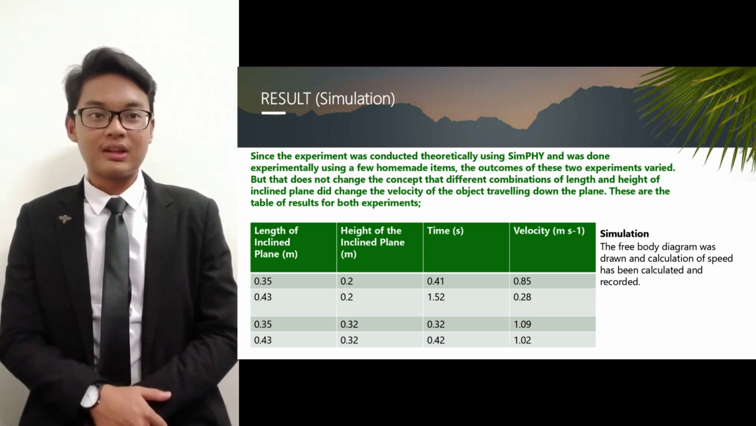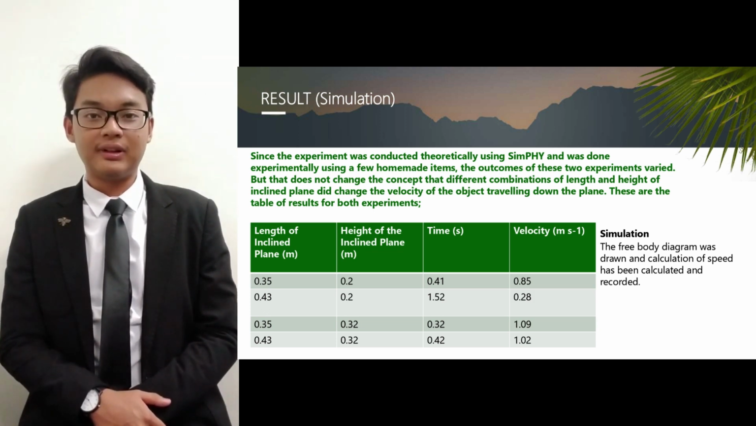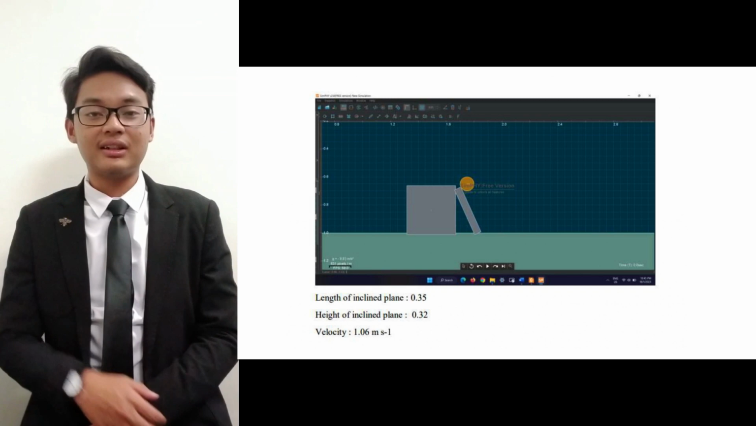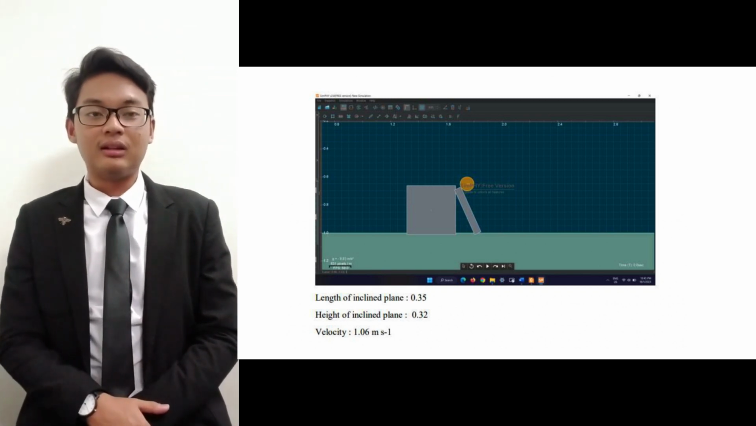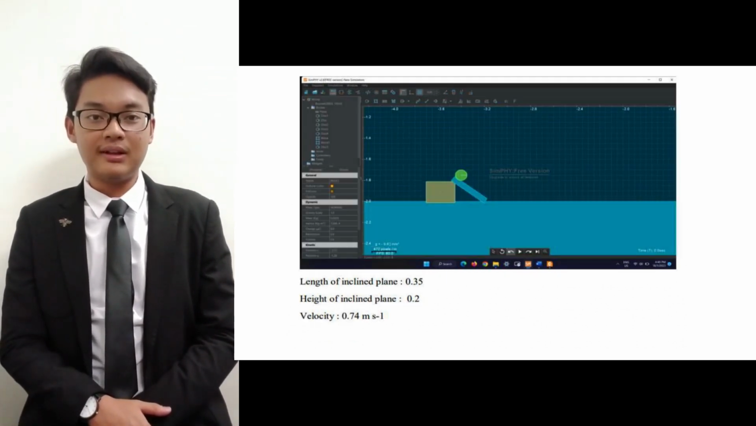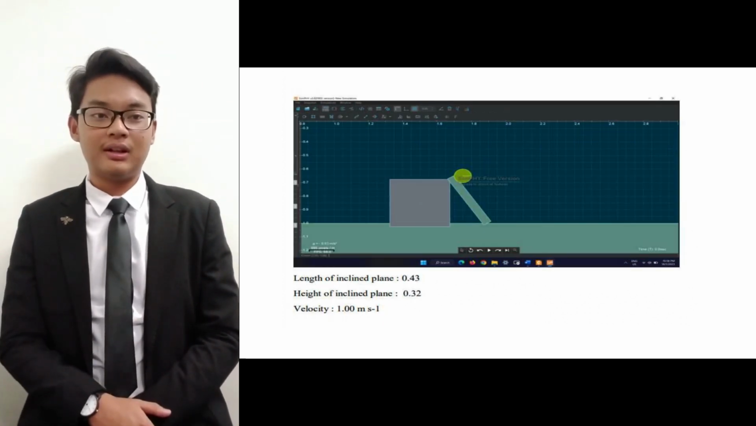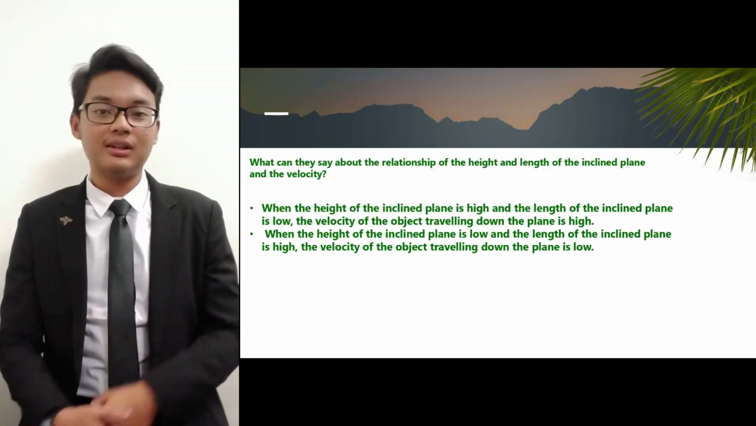These results, even though not quite the same as the theoretical simulation, have proven that the basic concept mentioned earlier is correct. The shorter the length of the inclined plane and the higher the inclined plane, the greater the velocity of the object travelling down the plane. Hence, this proves the accuracy of the concept obtained from the theoretical simulation.